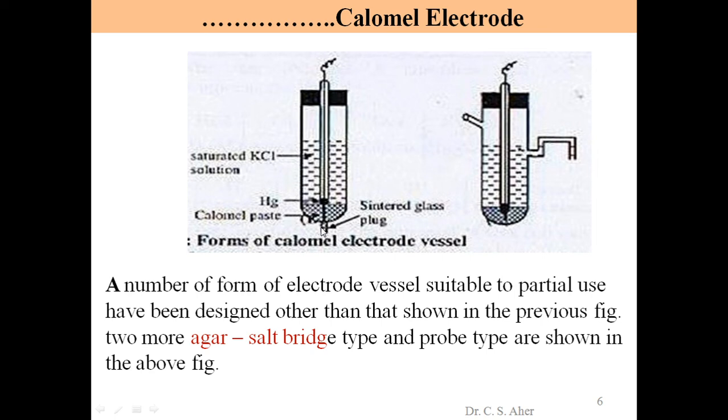So the side arm is there, and in this case we have the side plug. This is a different form of calomel electrode, but the assembly is the same, the connection is the same. This is the external copper wire for connection, coming from the mercury. A number of forms of electrode vessels suitable for potential use have been designed other than that shown in the previous figure.